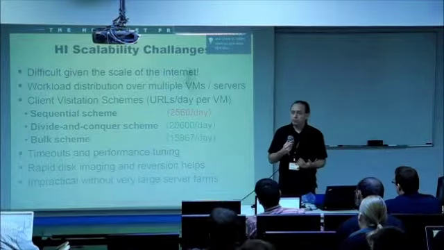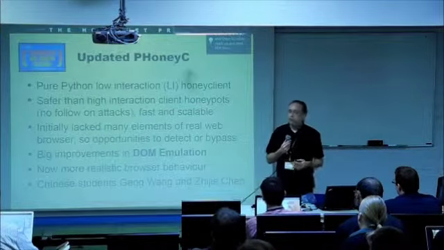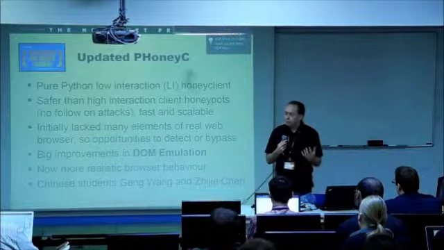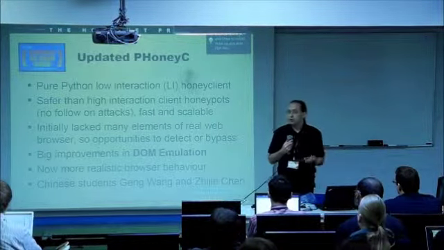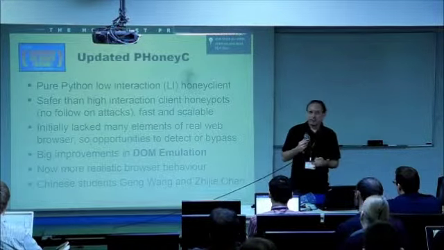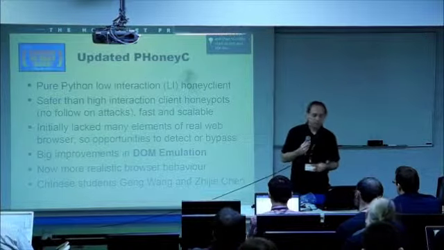But eventually you start to run out of problems, even with fast imaging, lots of virtual machines. So you need to look at low interaction client honeypots. These are emulated systems. It's not a full browser. It scales much more linearly. You can send many, many thousands of connections from a low interaction honeypot. So our Python honey client, PhoneyC, is our first attempt to build a low interaction honey client.